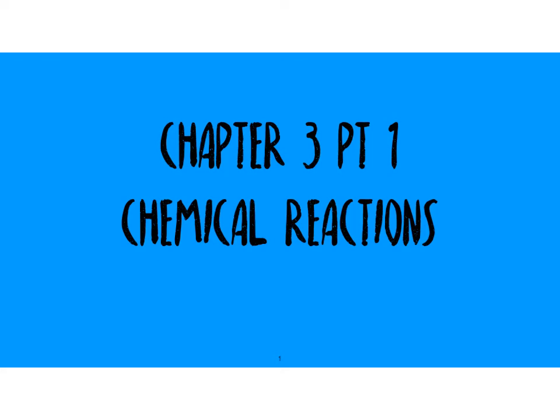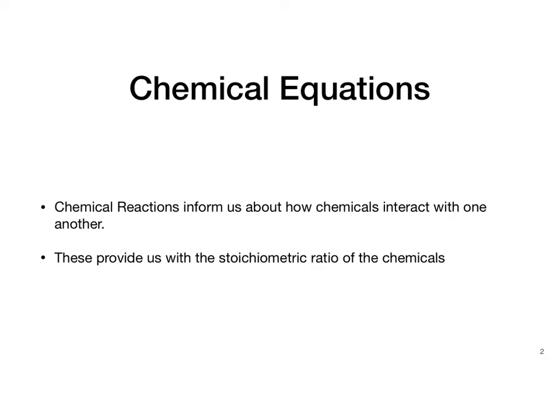In Chapter 3, Part 1, Chemical Reactions, we're going to talk about what is a chemical reaction, what aspects are important for a chemical reaction, and what are we looking for in a chemical equation. So a chemical reaction tells us about how chemicals interact with one another. So what does that mean for them to interact?